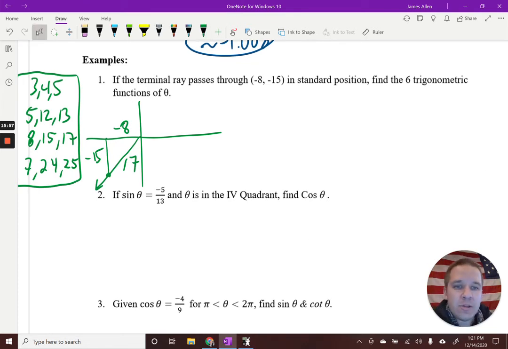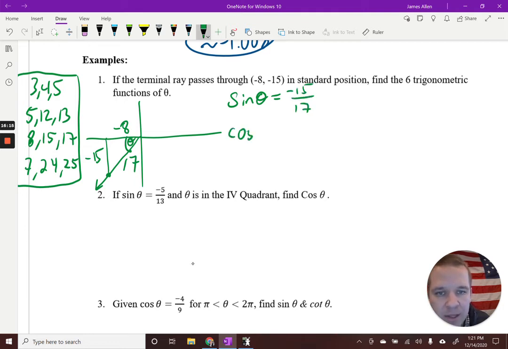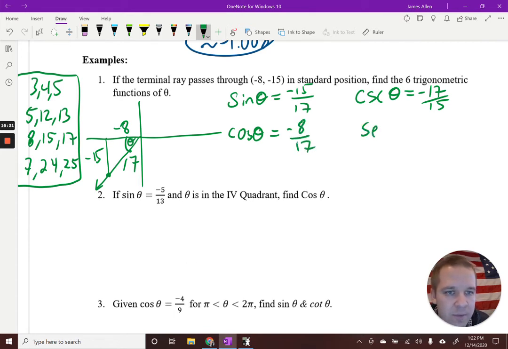Okay. So now what it wants is the sixth trig function. We're dealing with this angle here. My sine would just be opposite, negative 15, over hypotenuse, which is 17. Cosine of theta would be, and actually, you know what's kind of nice and easy to do while I'm thinking of it, just flip it. Reciprocal. Cosine, adjacent, negative 8 over 17. So its reciprocal, secant, is going to be negative 17 over 8.